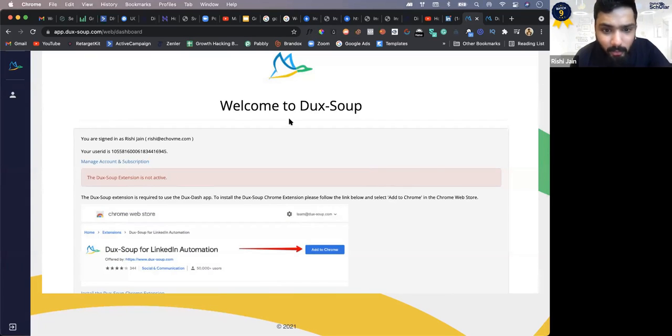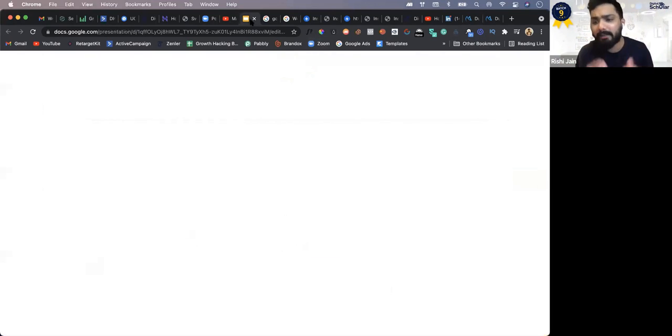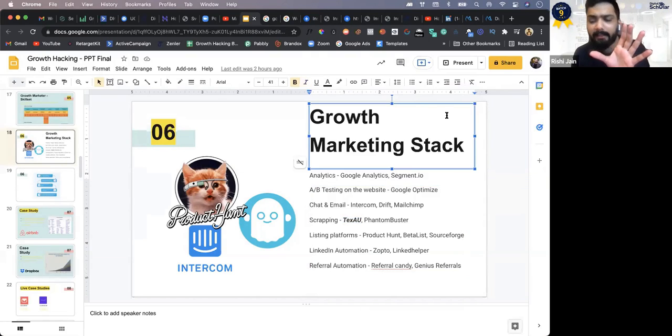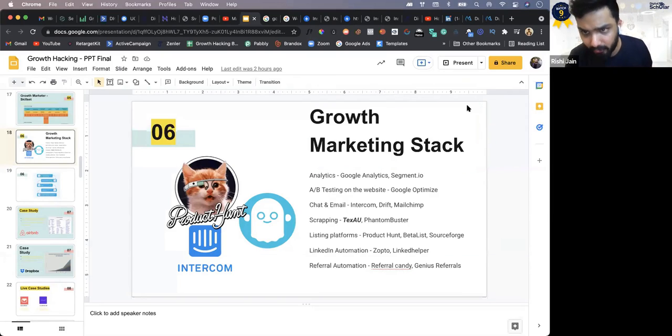So I have to go and add it to Chrome again and do certain things to make it activated. But yeah, you guys get the idea. So this is how LinkedIn automation works. It's fine if you do it in small measures. Don't go out and send to 300 or 500 people, you may get blocked. So you have to do this very smartly and in a small fashion.